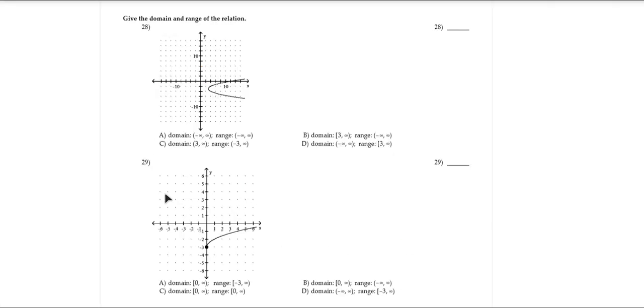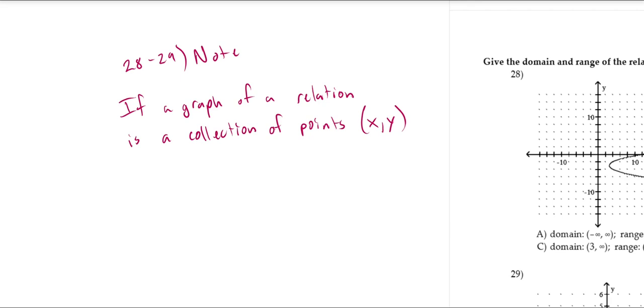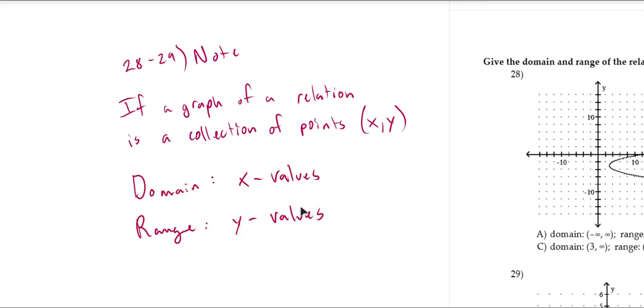28 and 29 are asking us about domain and ranges of a graph. If a graph consists of a collection of points of the form x comma y, then the domain of that relation will be all the x values which are used in that collection, and the range of that relation will be all the y values used in that collection that represents the graph.